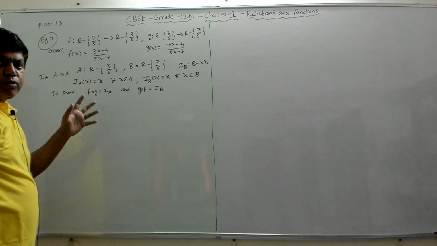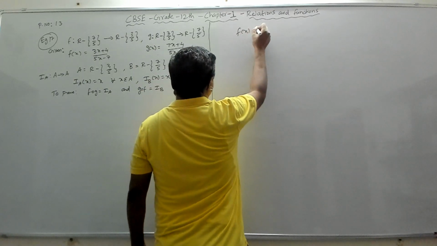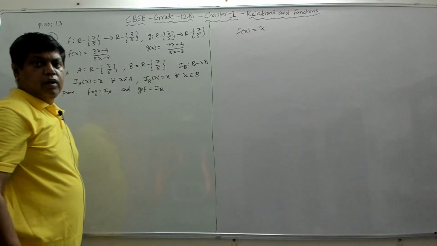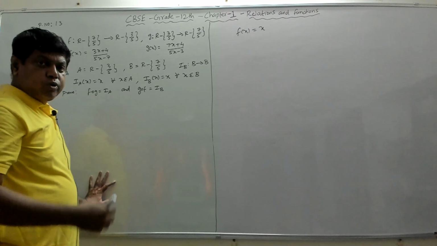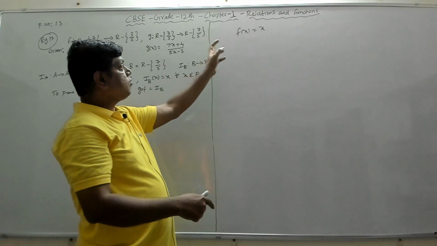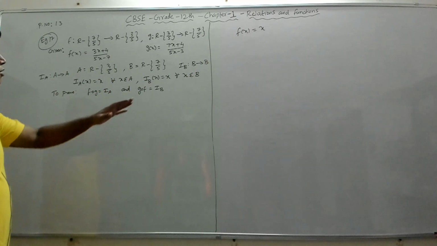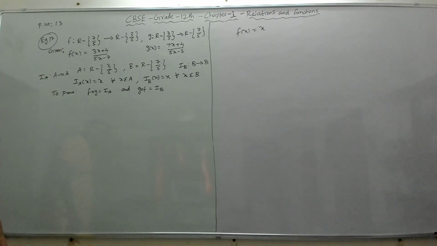IA of x is x means what? Identity function. Right? We know that f of x is equal to x means it's an identity function. Now every element goes to itself. 1 is mapped to 1, 2 is mapped to 2, 3 is mapped to 3. Like f of 3 is 3, f of 4 is 4, f of 5 is 5 means it is called an identity function, right? Which you would have studied in your 11th standard. So now here we have to show that.